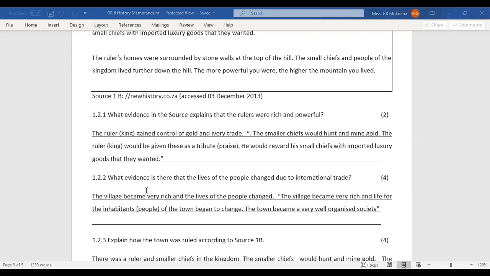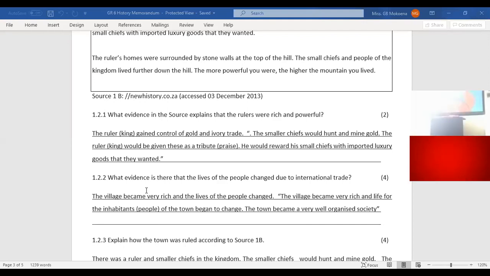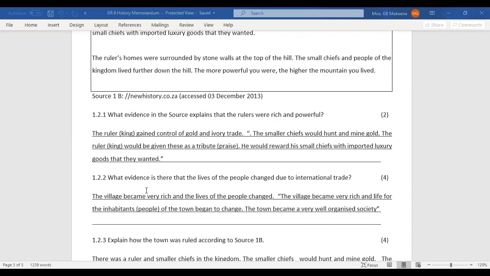Ma'am, the evidence that the source explains that the rulers were rich and powerful is that their homes were surrounded by stone walls, and the social hierarchy was based on the mountain. The richer you were, the higher you lived. Yes, that's also correct. Give yourself a tick.